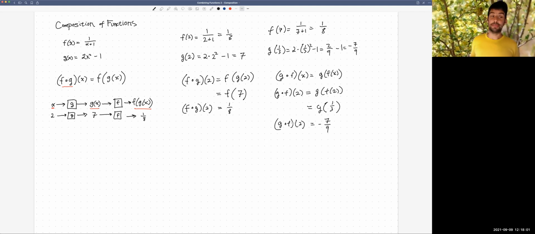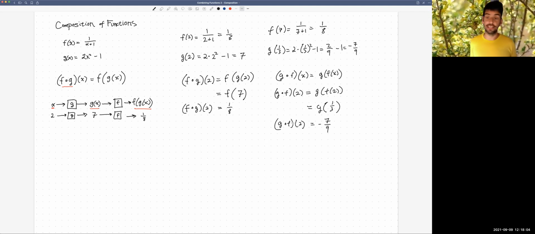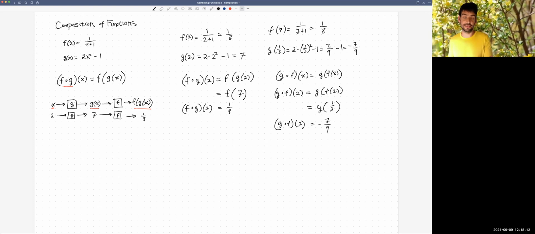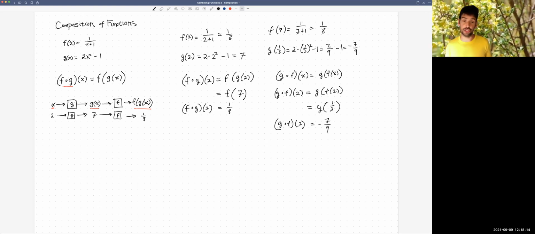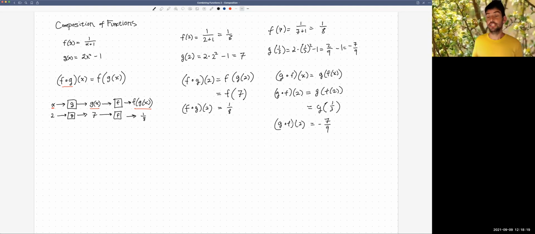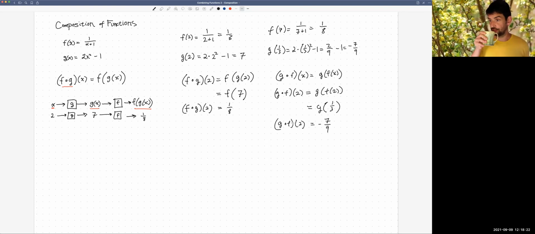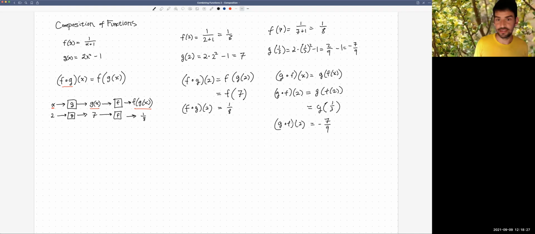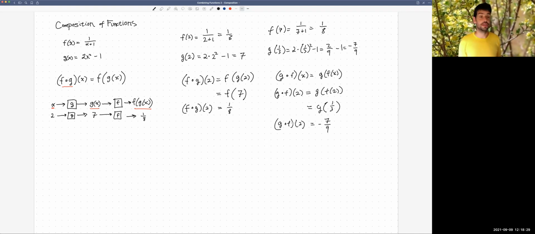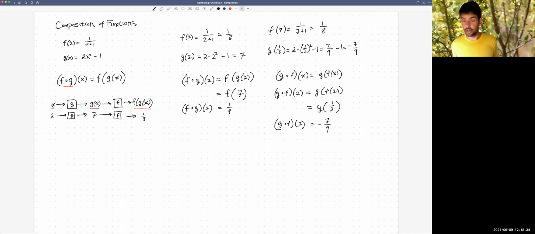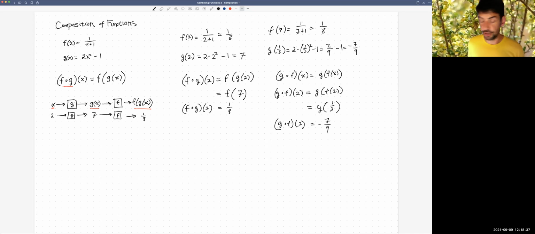Notice, despite the fact that the composition symbol looks a lot like the multiplication symbol, it's not at all the same process. In particular here, notice it doesn't commute, right? If you reverse the order of multiplication, nothing changes. 2 times 3 is the same as 3 times 2. But here, changing the order changes it dramatically, right? These are not the same result at all. And that's typically going to be true. We can construct some examples where switching doesn't change anything, but in most cases it will. Okay, so there's our composition of functions.